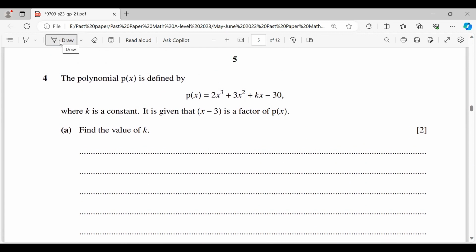Number 4. The polynomial P(x) is defined by P(x) equals 2x cubed plus 3x squared plus kx minus 30, where k is a constant. It is given that x minus 3 is a factor of P(x). Find the value of k. Right, we are going to find k. So it means, if x equals 3, it is given that x minus 3 is a factor of this expression.